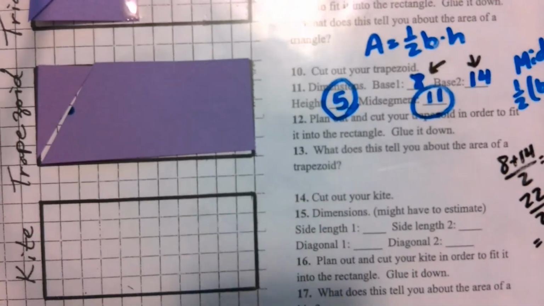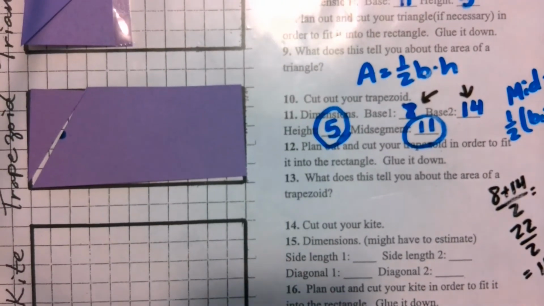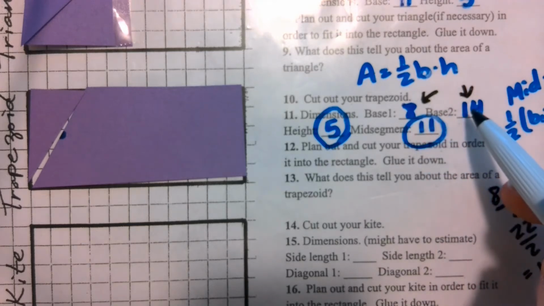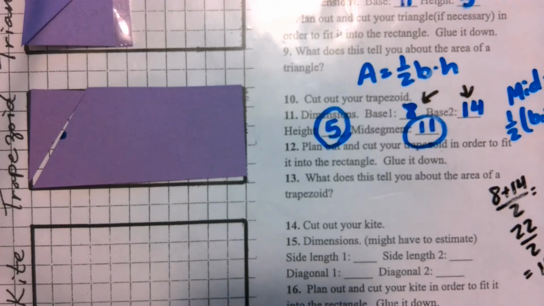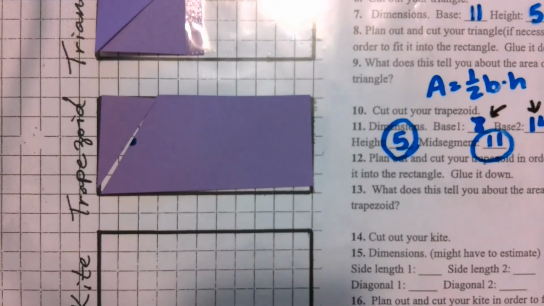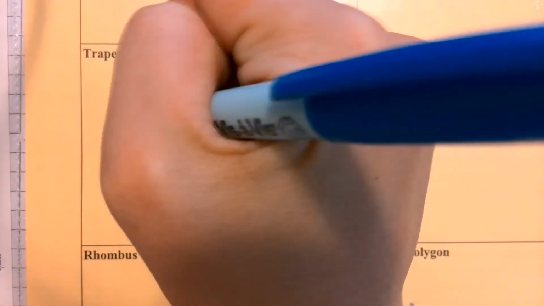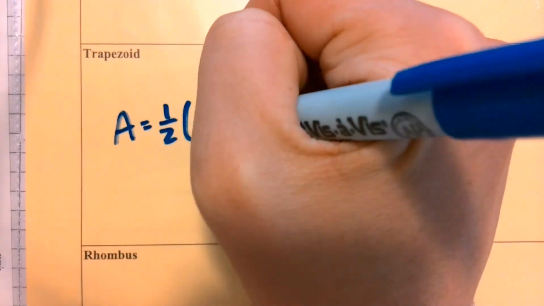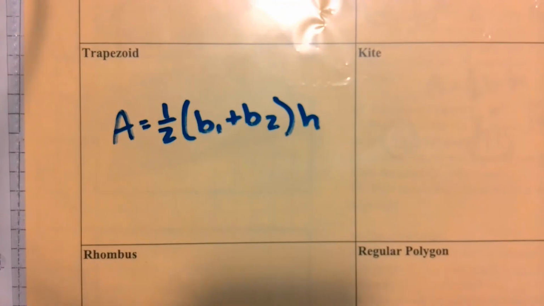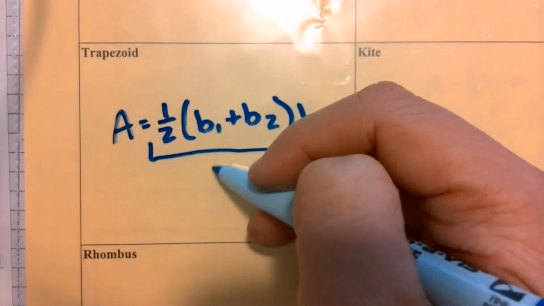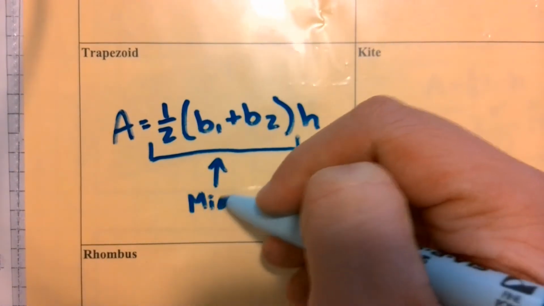Okay, so what that means is that we're taking 1/2 base 1 plus base 2 times the height, and that's where the formula for the area of a trapezoid comes from. It is really just mid-segment times height, but that's harder for us to remember. So instead of saying mid-segment, we're going to say 1/2 base 1 plus base 2 times the height. But this whole part of it is really just talking about the mid-segment.